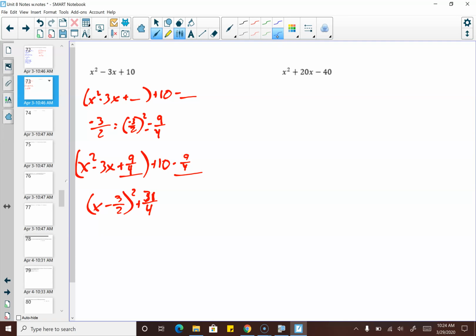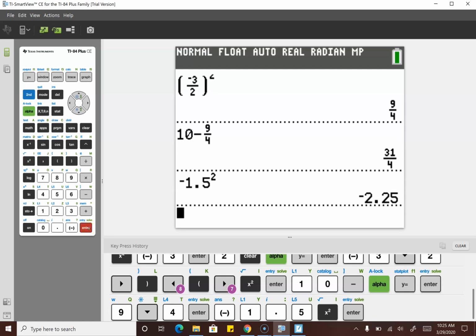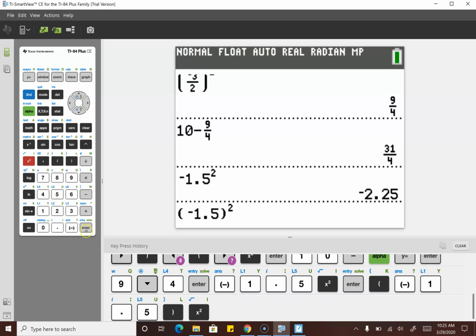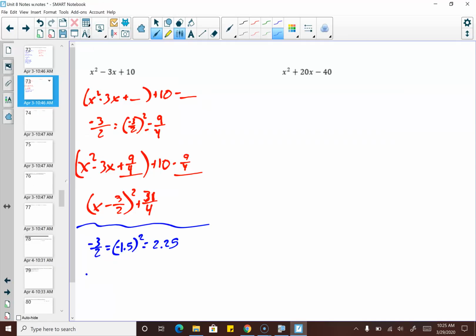Okay, and again, I said you could do this with decimals or fractions. So if I just quickly show you what it looks like in decimal form, when you divided, you would have gotten negative 1.5, which when you square it gives you 2.25. And again, that is just calculator work. All right, let your calculator do the work. And you can see I made a mistake there by forgetting to put it in parentheses because it gave me a negative number. So I know that I should get a positive 2.25 for this. So I'll have x squared minus 3x plus 2.25, and then plus 10 minus 2.25.